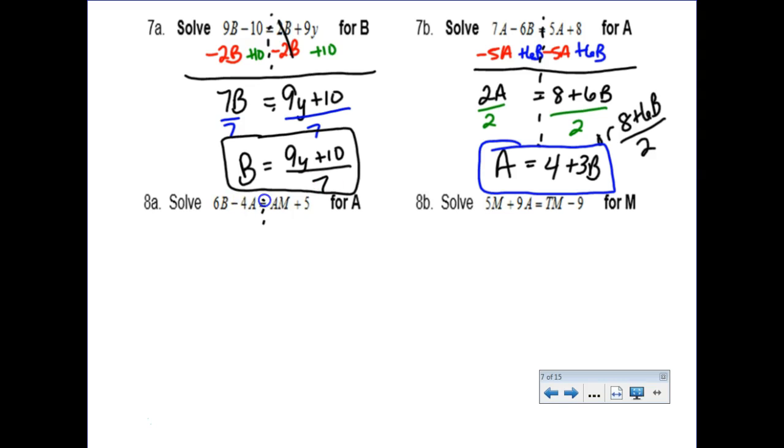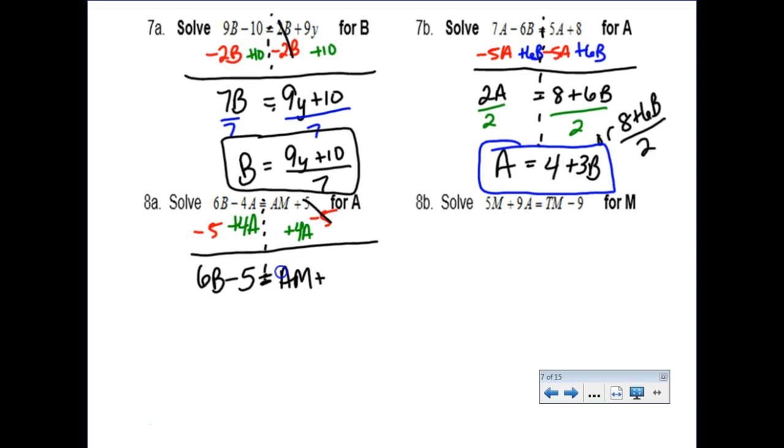Alright, these are the fun ones. You still have to get all the variables on the same side that you're trying to target. This time, I'm going to keep this a positive. I'm actually going to add the 4a over here to the right. And because 5 does not have an a, I ran out of room, I'm going to subtract the 5 over here to the left. So 6b minus 5, not going to simplify, so just write that down. But over here, the 5's are gone, but am plus 4a also does not simplify, so I'm just going to write that down.